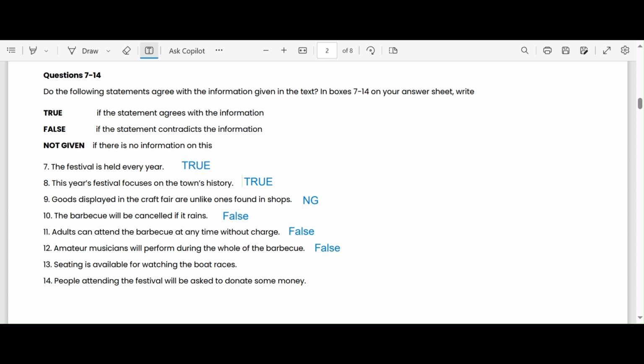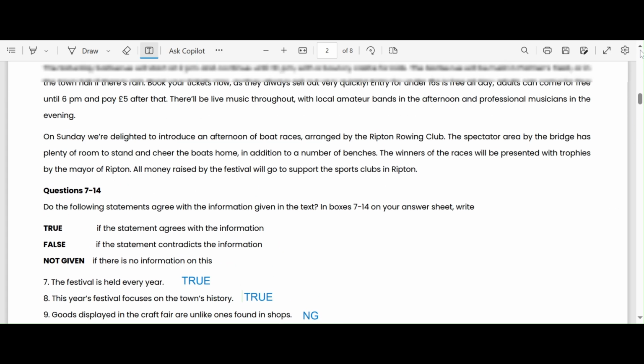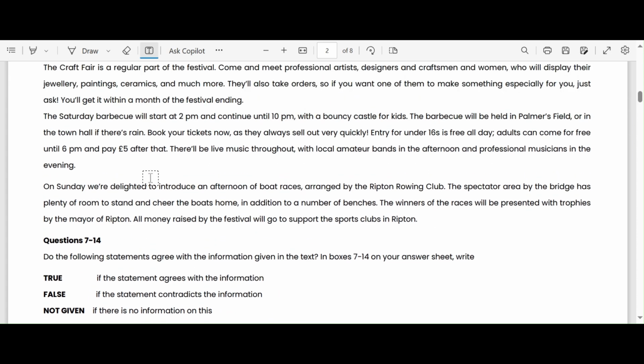So let's move to the other question now. "Seating is available for watching the boat races." If seating is not available, then it will be false. Let's see. We're gonna move to the next paragraph now.